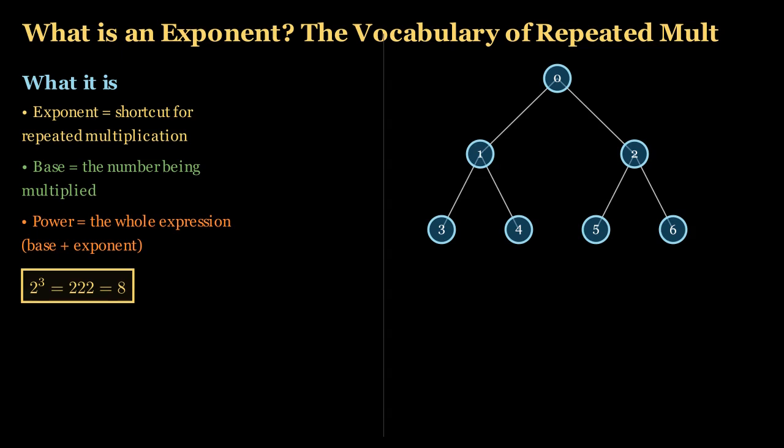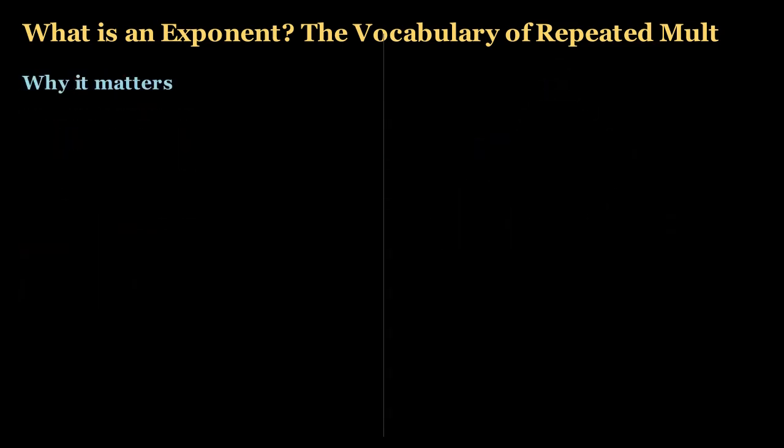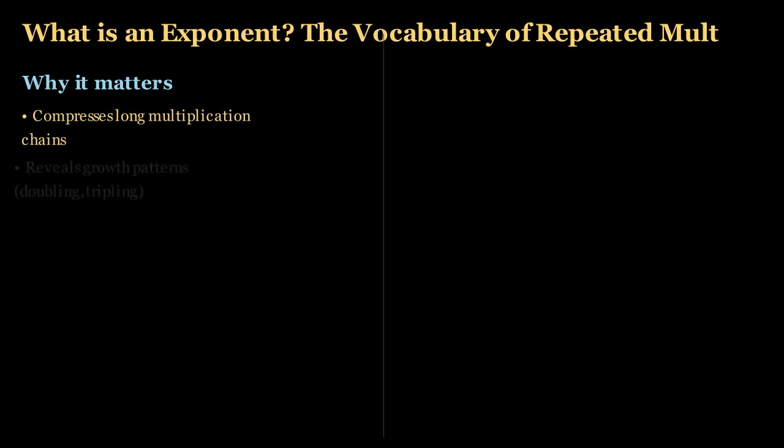Why do we even bother with exponents? Because they let us write huge numbers in a tiny space. Think about our doubling plant again. After 10 days, you'd have to write 2 times 2 times 2 10 times. With an exponent, you just write 2 to the 10th power. That's 10 2's multiplied, which is 1024.